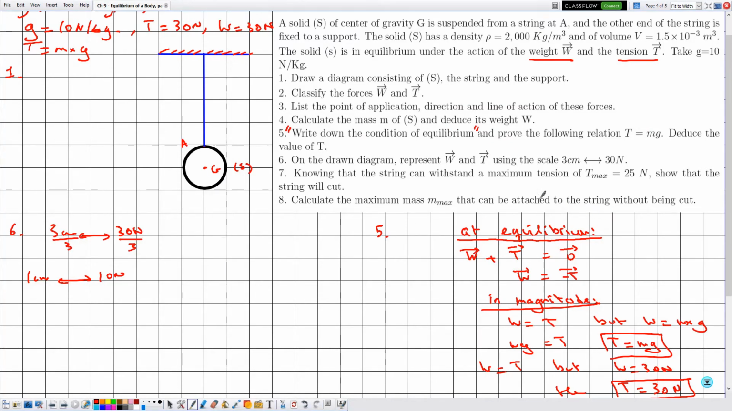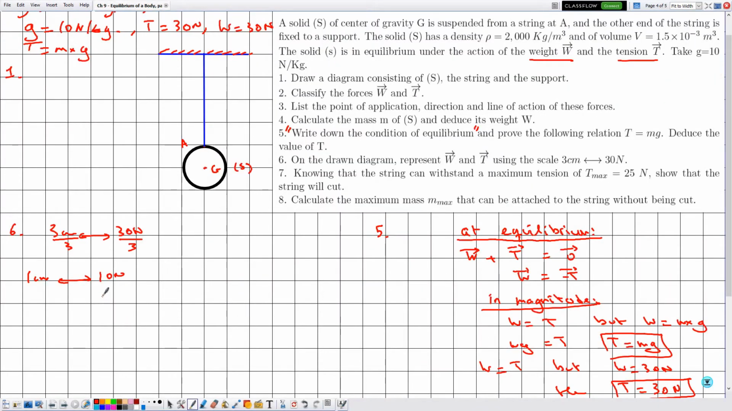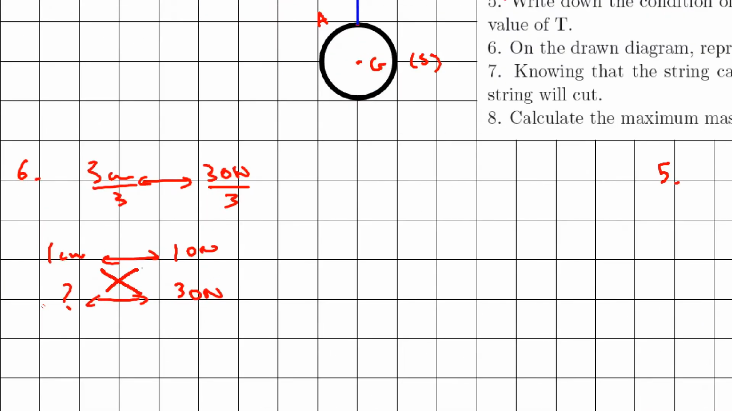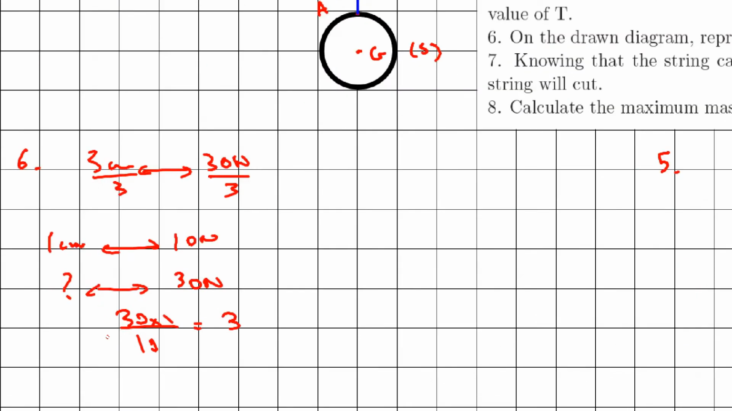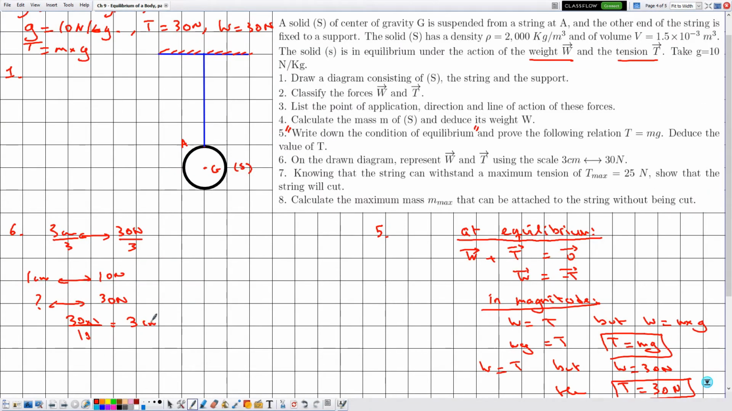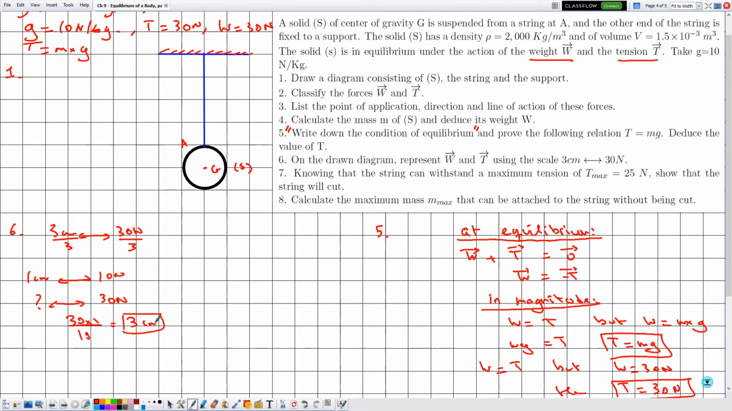So now we are interested in determining the length of this vector, which is 30. Now if we cross multiply, 30 multiplied by 1 divided by 10 is equal to 3. Because it is under centimeters, this is given in centimeters. So this is the length of the tension T, and it's the same for the weight. We will not repeat the calculation.